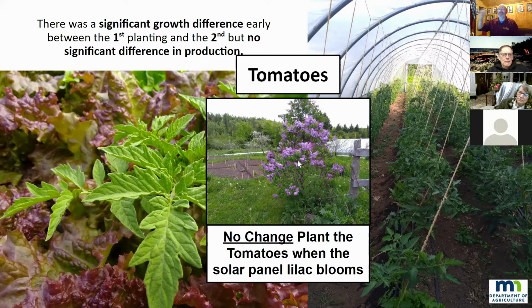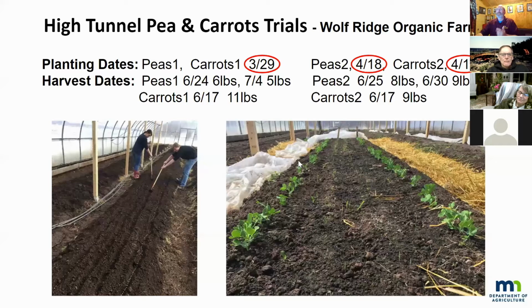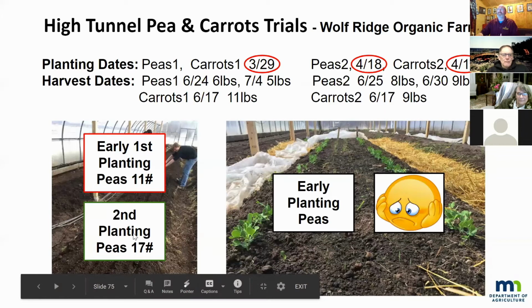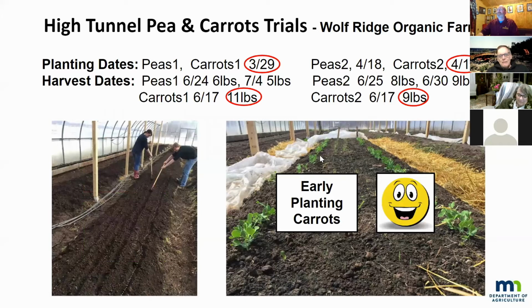So using that, peas. First planting, only 11 pounds. Second planting, 17 pounds. So that was too early. It didn't work out going that early, because we had less germination, that kind of thing. But the carrots, we had a little bit of difference of weight from the carrots.